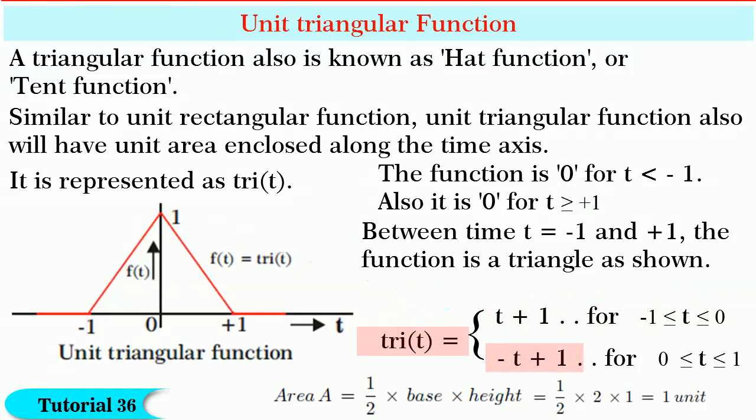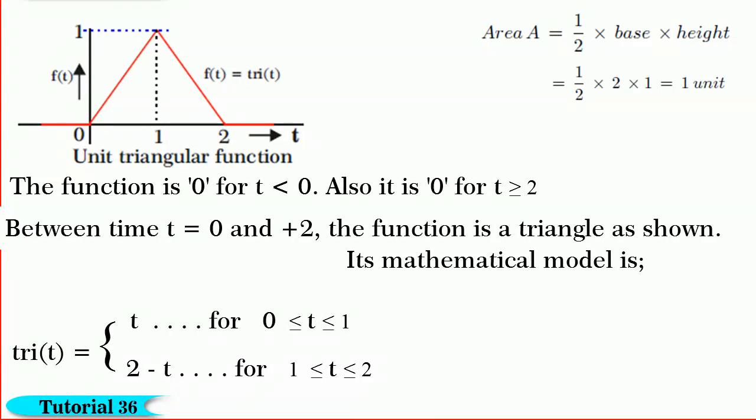Similarly, if you consider tri of t is equal to minus t plus 1 for t between 0 and 1 second, if we substitute t is equal to 0, tri of t is equal to 1. And if we substitute t is equal to 1, then tri of t is equal to 0. Hope you are convinced. To clarify the concept, consider another unit triangular function shown in figure.